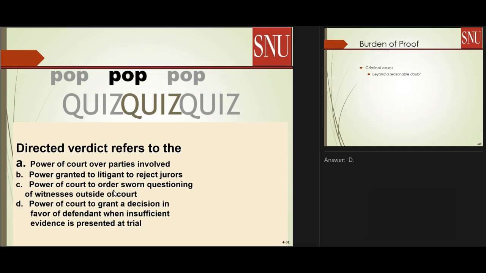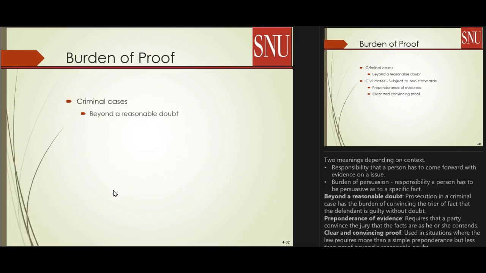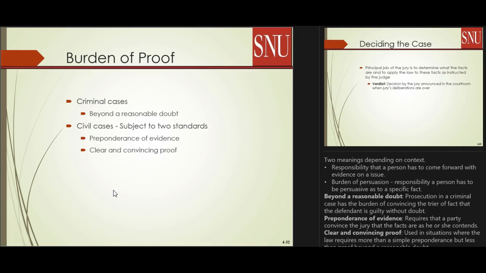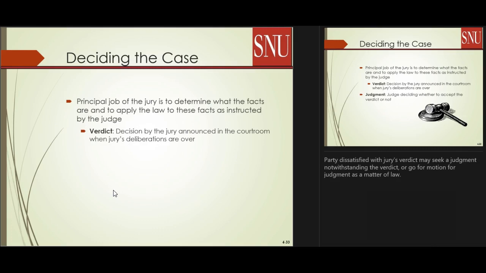Directed verdict refers to the power of a court to grant a decision in favor of the defendant when insufficient evidence is presented at trial. Okay, the burden of proof. In criminal cases, it's beyond a reasonable doubt. In civil cases, it's the preponderance of the evidence or clear and convincing proof. And this comes out as part of the jury instructions that the judge gives to the jury.